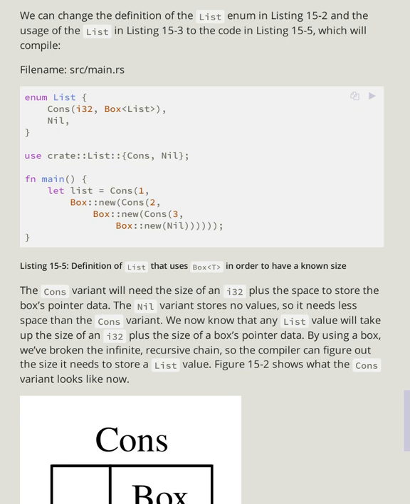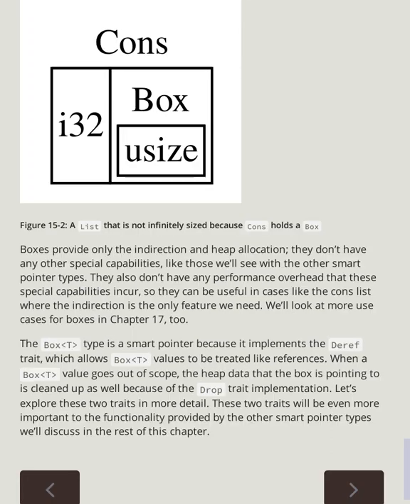The Nil variant stores no values, so it needs less space than the Cons variant. We now know that any List value will take up to the size of an i32 plus the size of a box's pointer data. By using a box, we've broken the infinite recursive chain, so the compiler can figure out the size it needs to store a List value. Figure 15-2 shows what the Cons variant looks like now: a list that is not infinitely sized because Cons holds a Box.